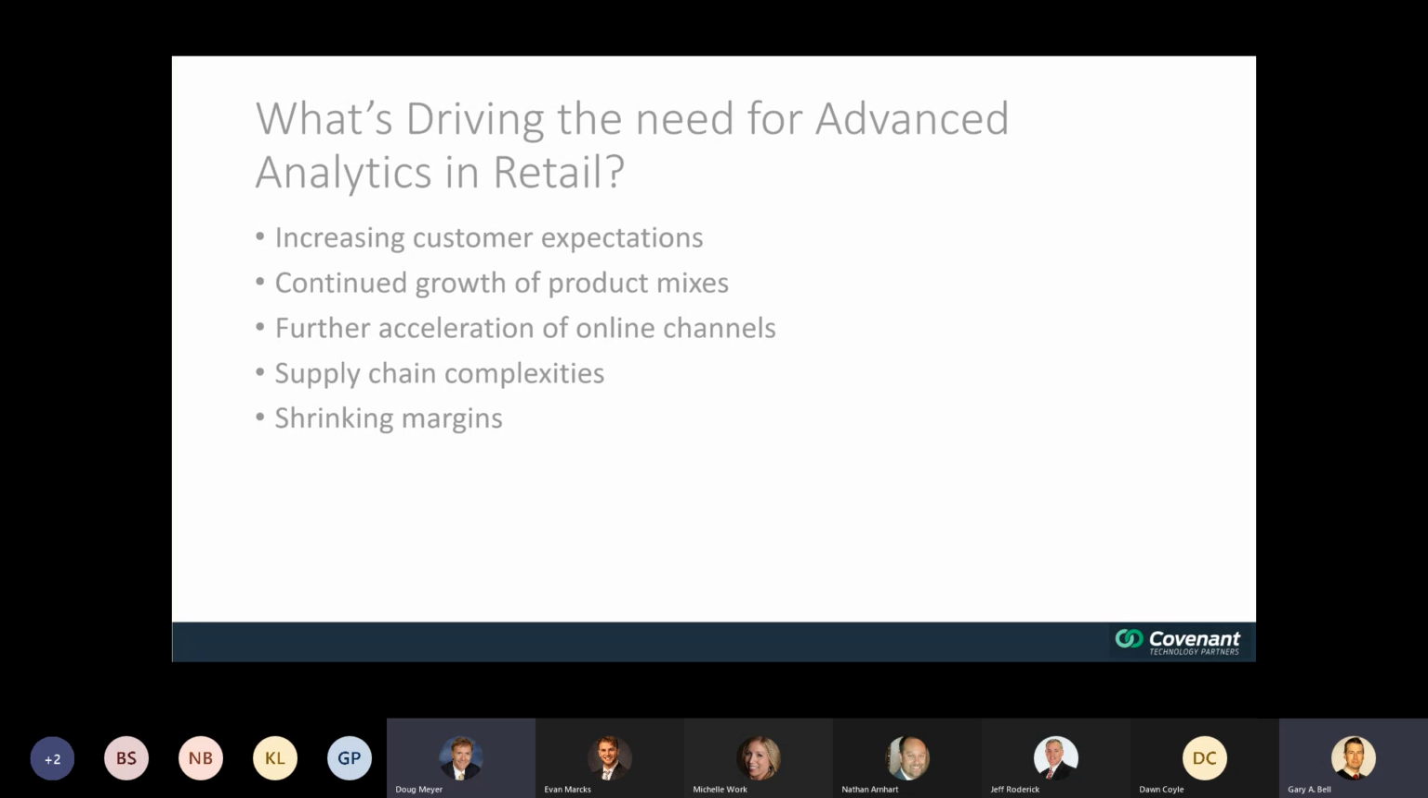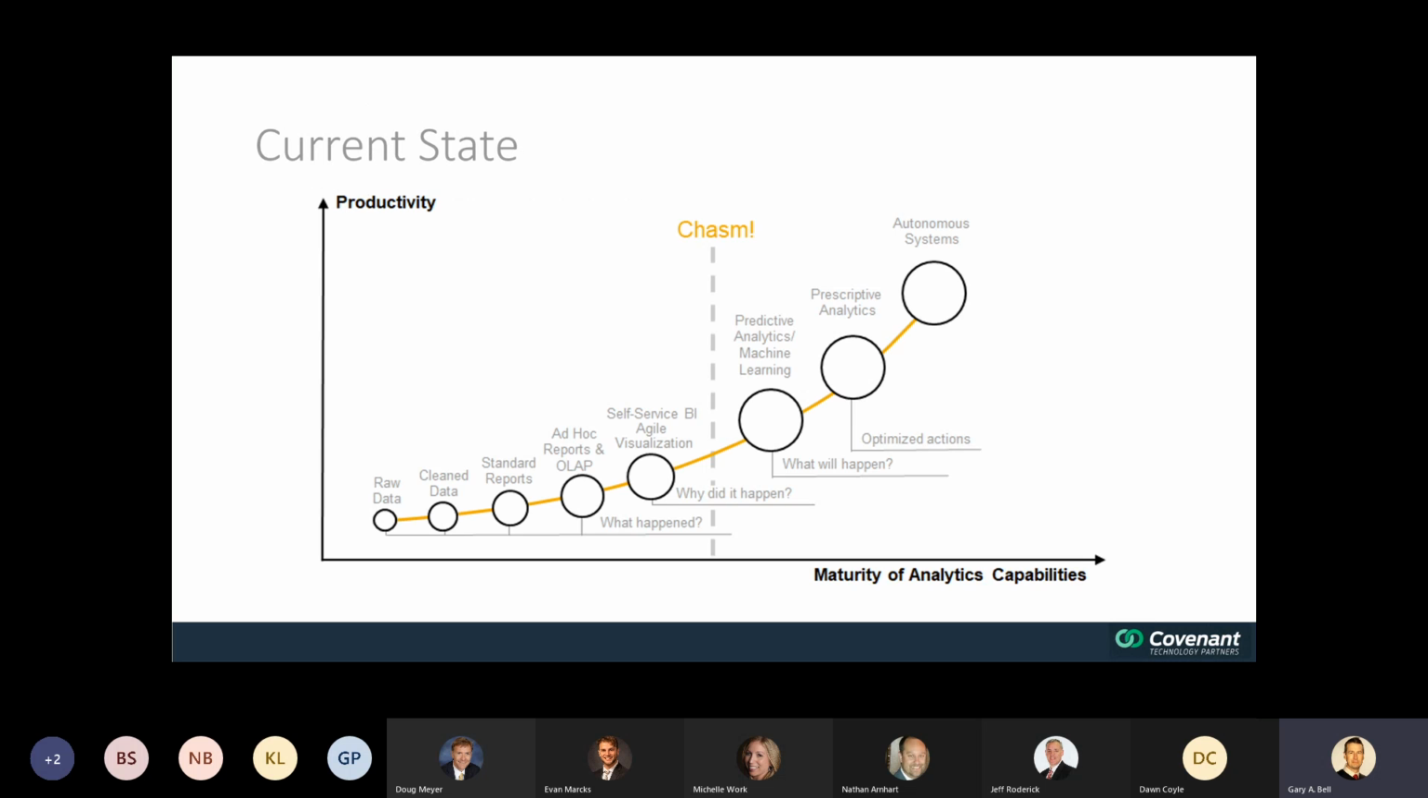Great. Thanks, Doug. As we're talking now, we've set the table in terms of what we believe is driving the needs here. Let's talk about where we see the industry, and you guys maybe can chime in on where you see yourselves as well. This is a pretty standard maturity model, maybe not specific to retail, but more to data analytics in general.